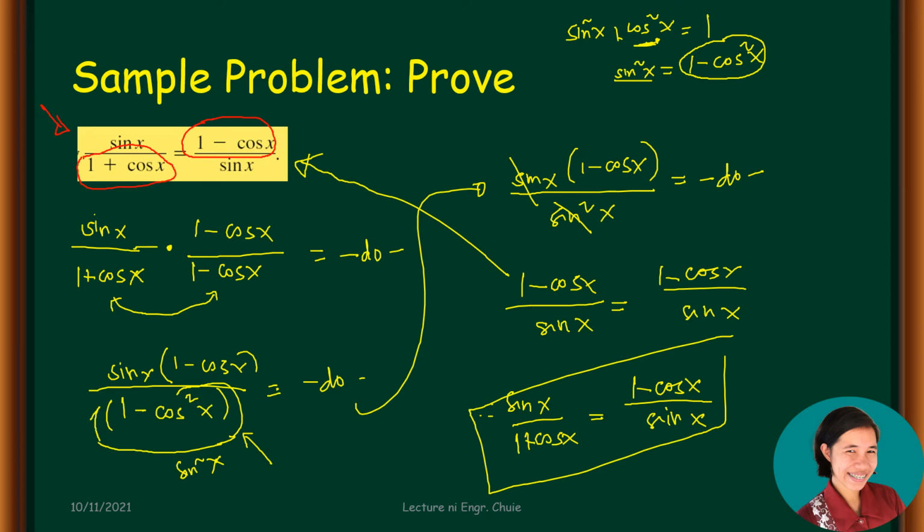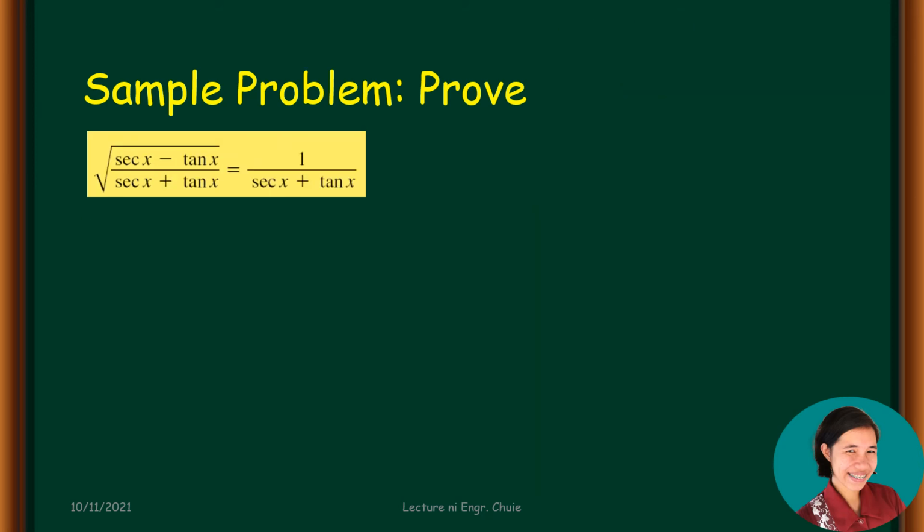Okay, we have here another problem. Okay, let's try this problem which involved a radical. So we have here square root of secant x minus tangent x over secant x plus tangent x. So let's prove if it's equal to the right side, which is 1 over secant x plus tangent x. So let's start with, we are going to identify first which side are we going to simplify. So for me, since merong radical yung ating left side, ito yung ating ita-transform.